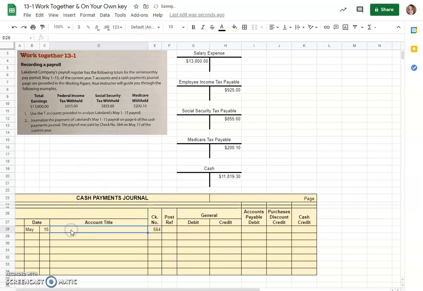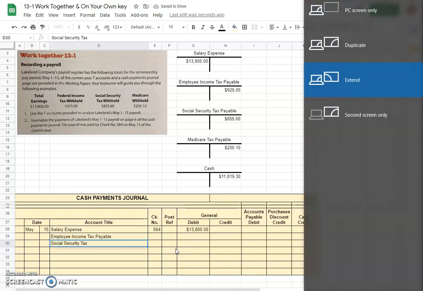And our accounts that we're going to be paying: salary expense, right? There's our first one, and that's going to be a general debit because it doesn't fit within these special columns. So it would be a general debit of $13,800. Remember up here. Our next one would be employee income tax payable, then Social Security tax and Medicare tax payable.